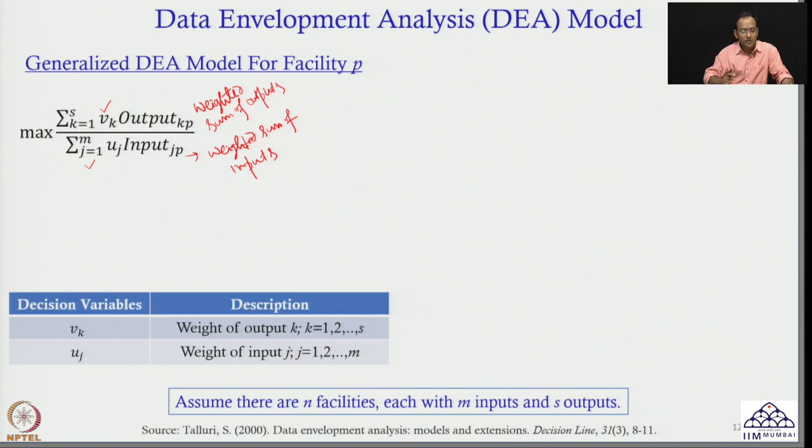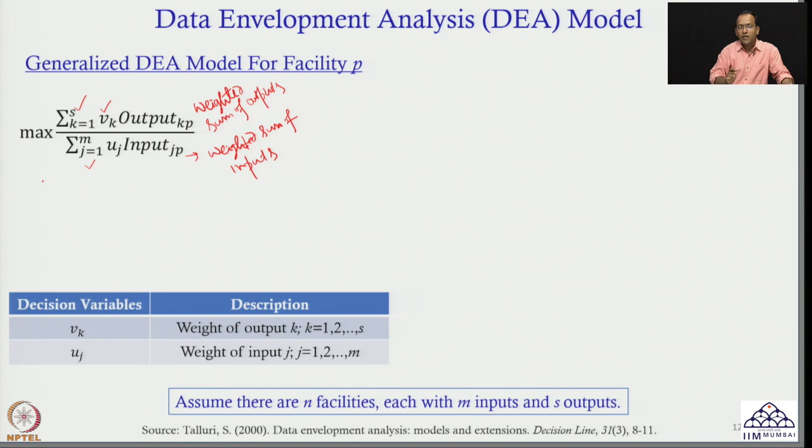I need to maximize it. Okay. And how many outputs do I have? I have s number of outputs. So, k equal to 1 to s. So, V1 represents the weight of output 1, V2 represents the weight of output 2, dot dot dot Vs represents the weight of output s. So, that is how this objective function will look.